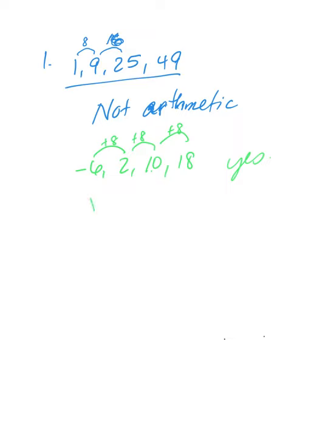They want us to find D, and D is the distance between numbers, which is 8. And then they want us to find A39. Well, if you look at your formula sheet, your first formula says AN equals A1 plus D times N minus 1, right? Do we have A1?